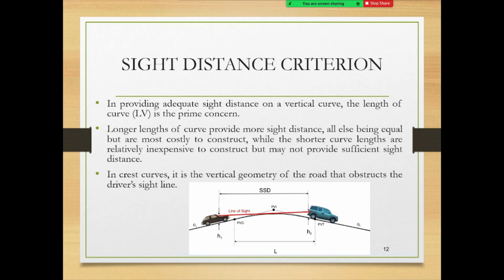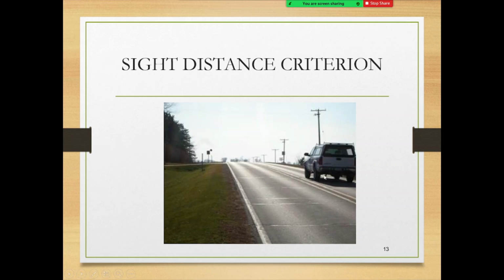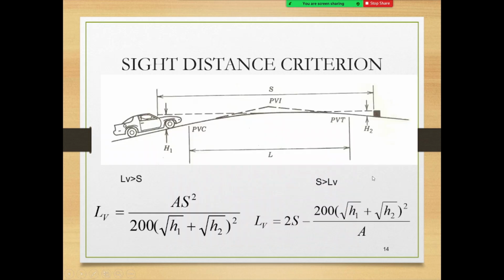So you have to have a balance. In crest curves, it is the vertical geometry of the road that obstructs the driver's sight line. That is understood, right? So if it is going like this, yeah, it will obstruct the driver's sight line. Here, this is the sight distance. Can you see? Now, if you are sitting here, you don't know what is happening on the other side of the curve, right? So this is the sight distance criterion.